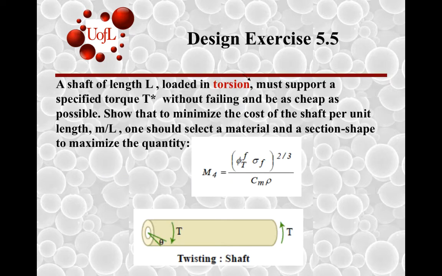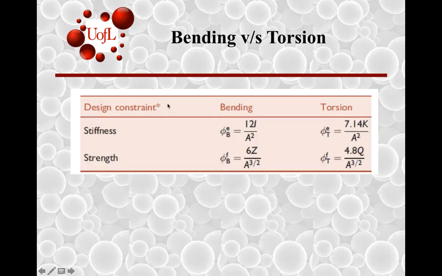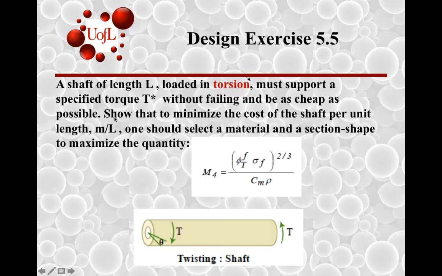Let us go ahead and use those two terms for a torsional loading situation for a shaft. It should support a torque T star before failing and should be as cheap as possible. So we have to minimize the cost. And in order to do that, basically, we will have to minimize the cost of the shaft per unit length, and we have to look at saying that this is the material index, right? It's very similar to what we looked at for a strength limited design for bending, except because of the torsional loading, the shape efficiency factor is going to be different.